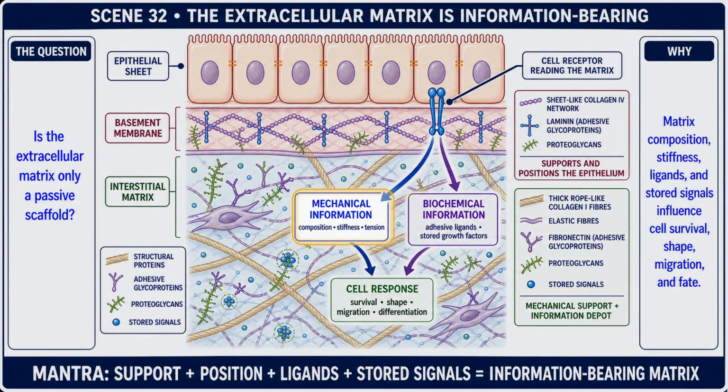Both compartments provide mechanical information, including composition, stiffness, and tension. They also provide biochemical information through adhesive ligands and growth factors that can be stored, released, or presented locally. Surface receptors read those features and change intracellular signaling. That is why the matrix can influence survival, shape, migration, and differentiation. It is a scaffold, but it is never merely passive support. Its architecture and molecular composition form an information-bearing environment.